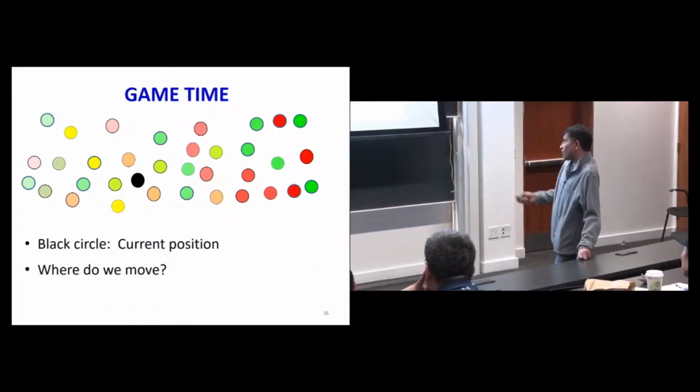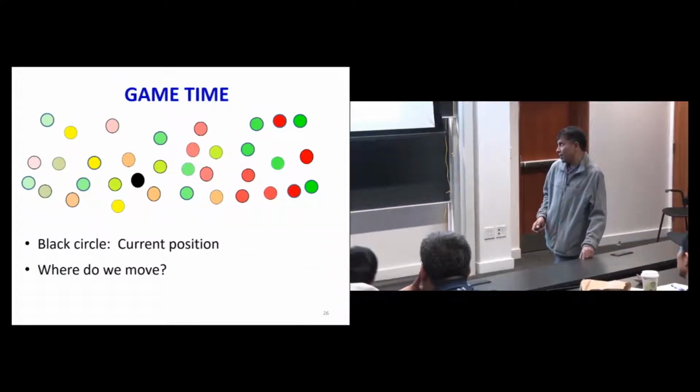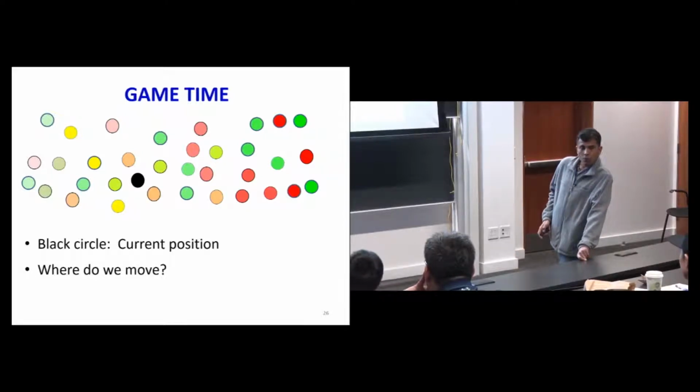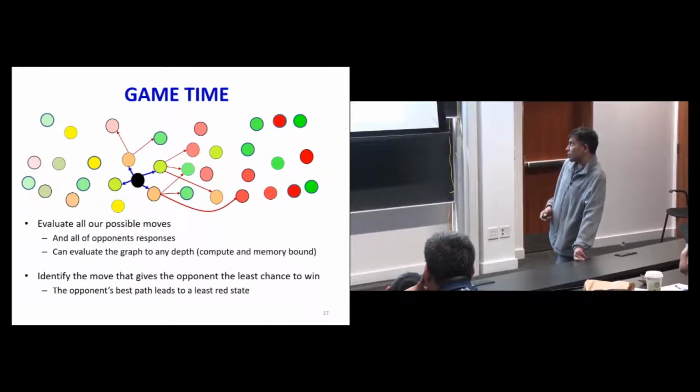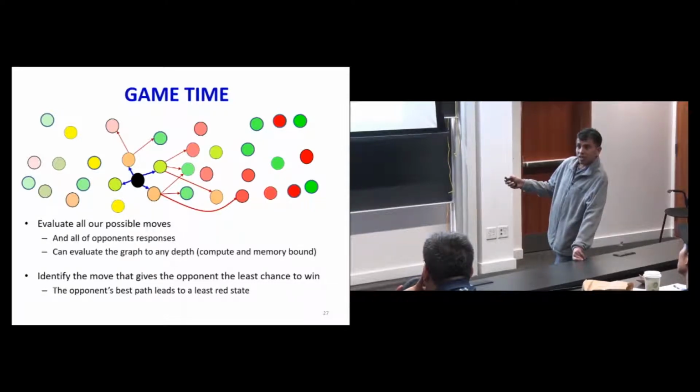So let's say during the game, you find yourself in this game state. That's your current position. What is the best next move? You have two options. You can try to move to the next greenest state, which is the most winning next move. But if you want to play conservatively, you're going to do something else. You're going to say, if I move here, what is the brightest, most red state that my opponent can drag me to?